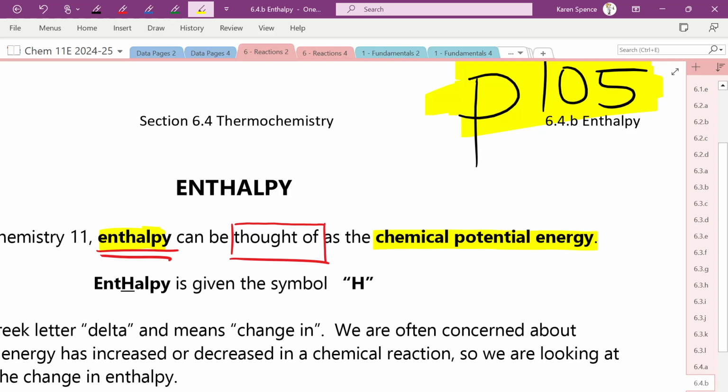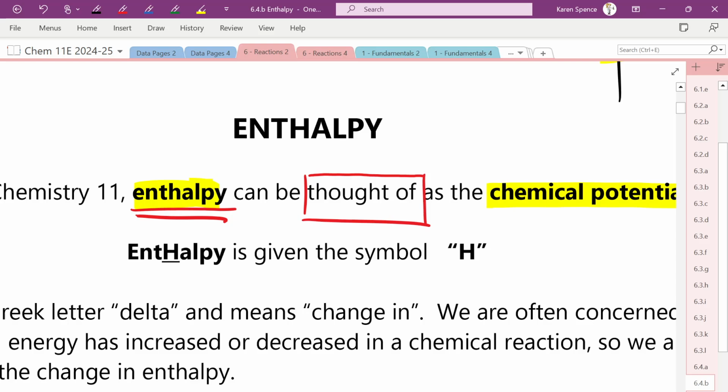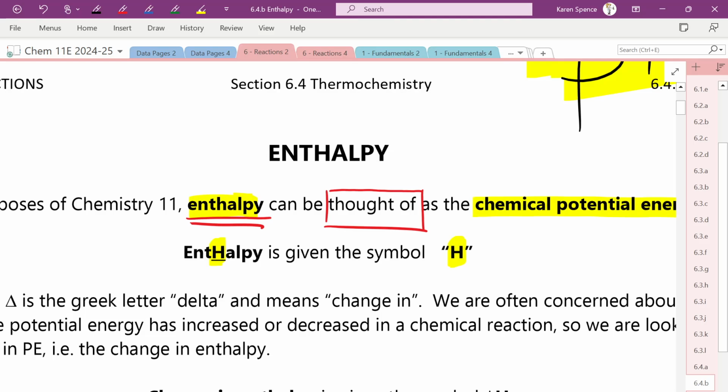Enthalpy, chemical potential energy. And because E stands for energy, we cannot have E stand for enthalpy. So I guess they just picked a letter in the middle. And so enthalpy is represented by the letter H. Maybe it also kind of stands for heat, okay? But we're not going to define enthalpy as heat because that gets confusing, okay?